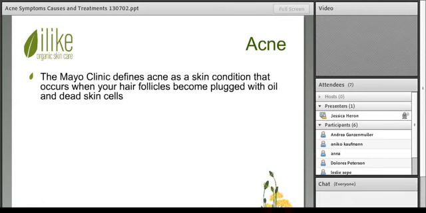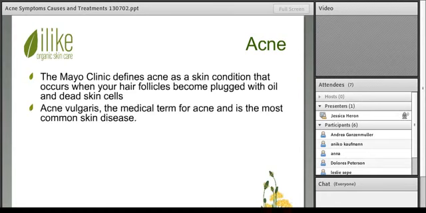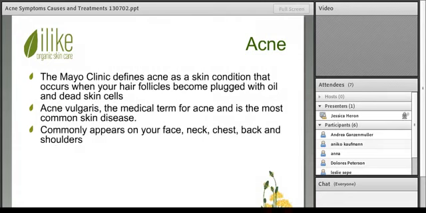All right, so let's define acne. Mayo Clinic defines acne as a skin condition that occurs when your hair follicles become plugged with oil and dead skin cells. And that directly affects the follicle's ability to introduce oxygen into the skin. And that can, in turn, be a breeding ground for the acne bacteria. Acne vulgaris is the medical term for acne and is the most common skin disease, and the most common type of acne, I should say.